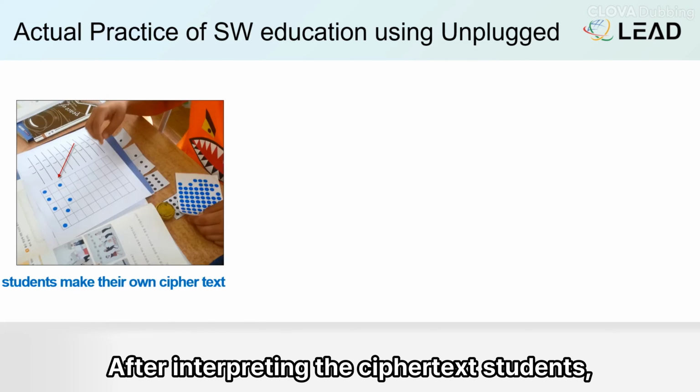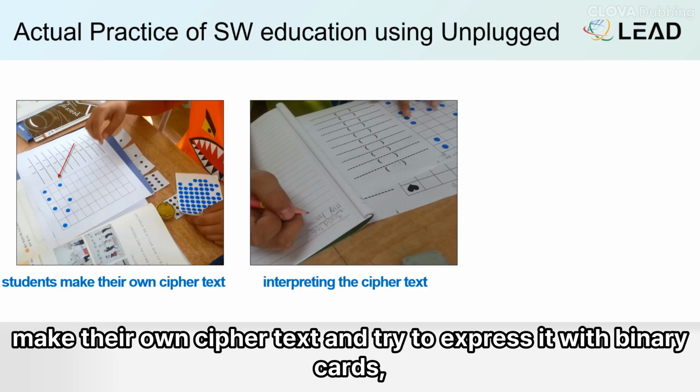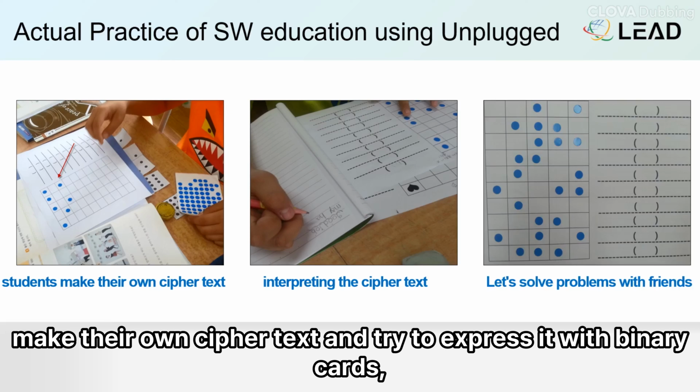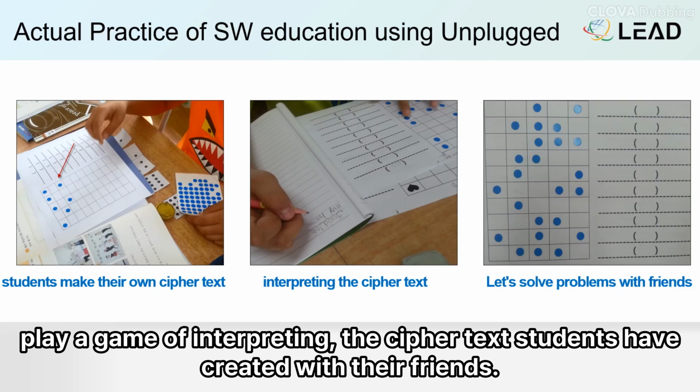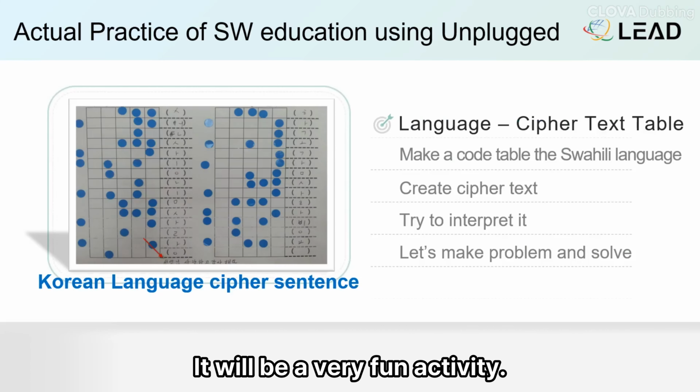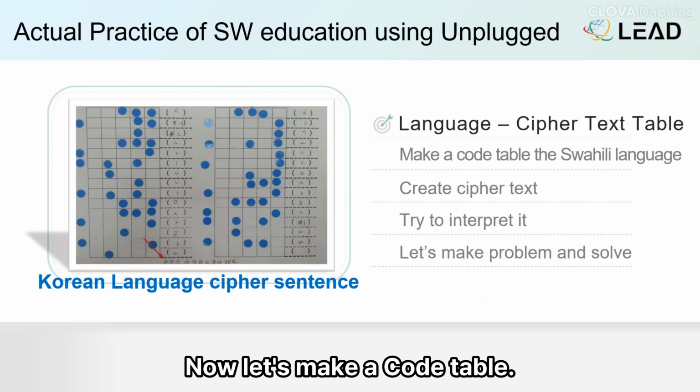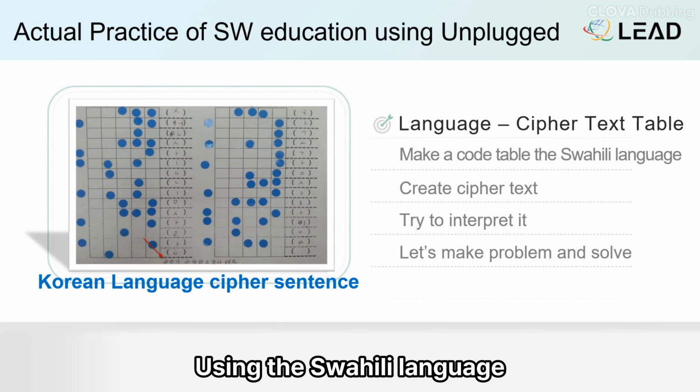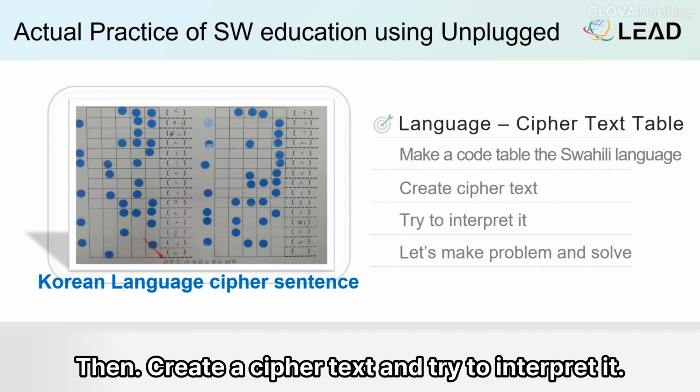After interpreting the cipher text, students make their own cipher text and try to express it with binary cards. Play a game of interpreting the cipher text students have created with their friends. It will be a very fun activity. Now, let's make a code table using the Swahili language. Then, create a cipher text and try to interpret it.